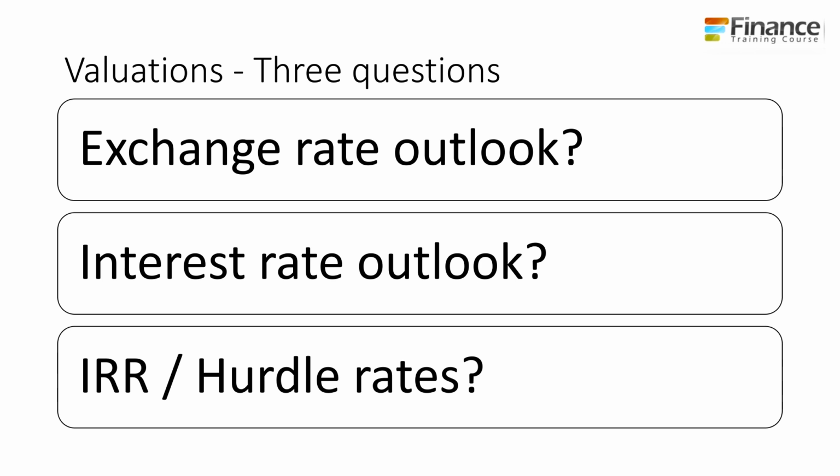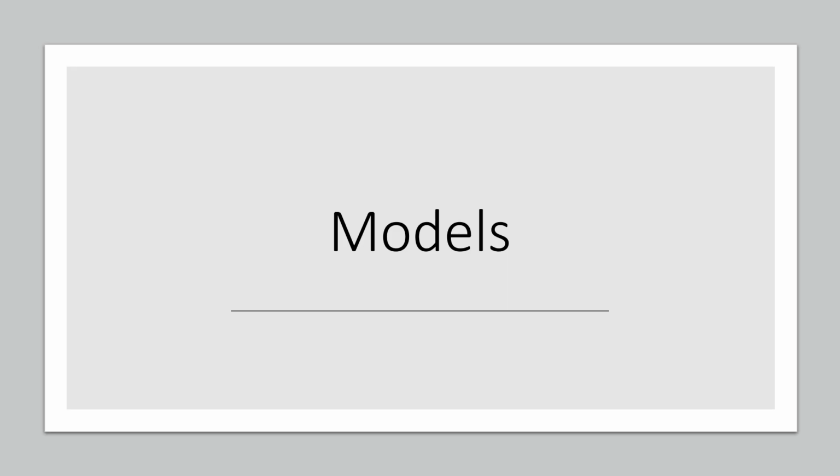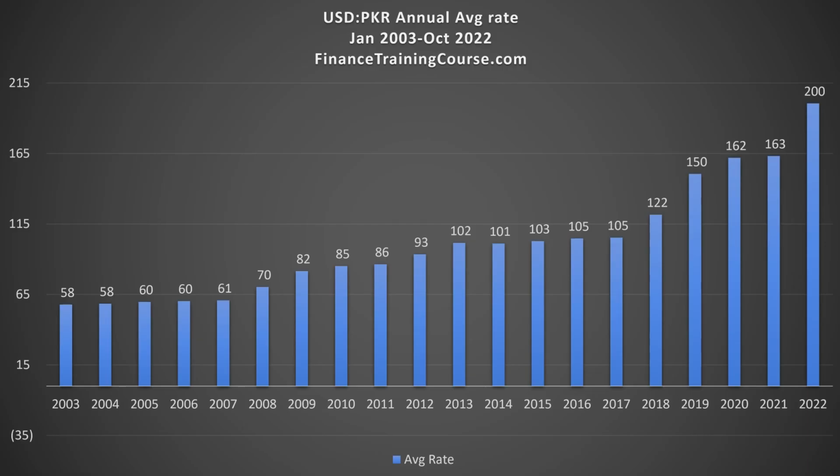Alright, let's begin. So part 1, valuations. 3 questions. What's the right exchange rate outlook for your valuation model? What's the right interest rate outlook for your discount rate? And given these two, what's the right IRR and hurdle rate to use for discounting future cash flows in your financial model? To answer these 3 questions, we're going to look at 3 different types of models. The first is my favorite.